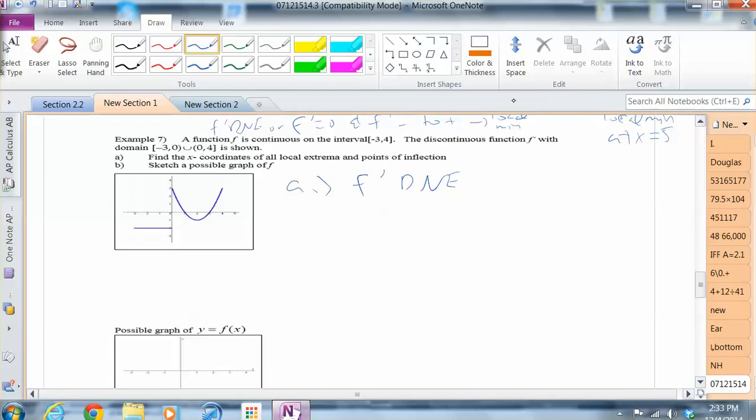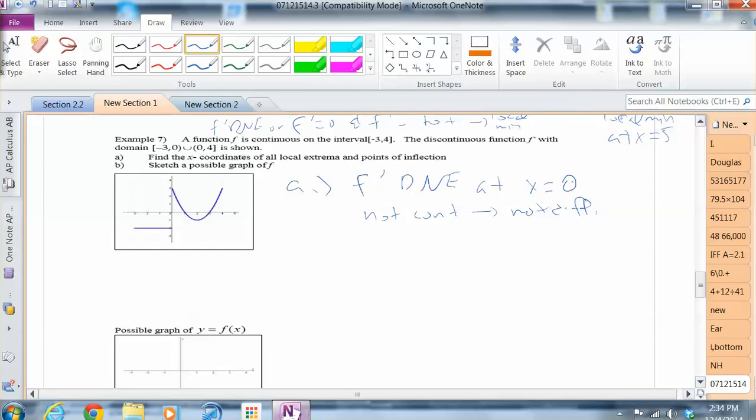At x equals 0. And that's because it's not continuous, so it's not differentiable there either, right? We've talked about that many times where it's not differentiable, where it's not continuous, not differentiable. But we are saying that it is continuous from -3 to 4 with the 0 not included.